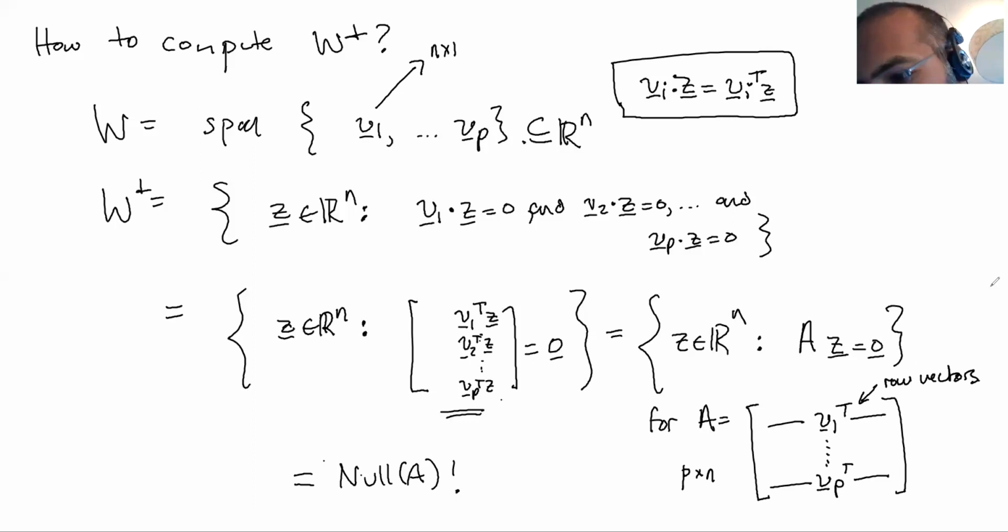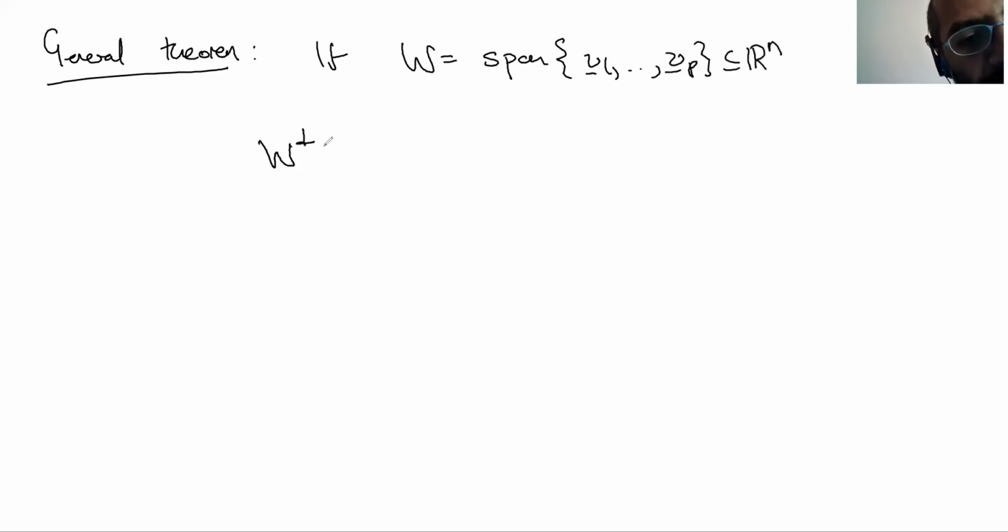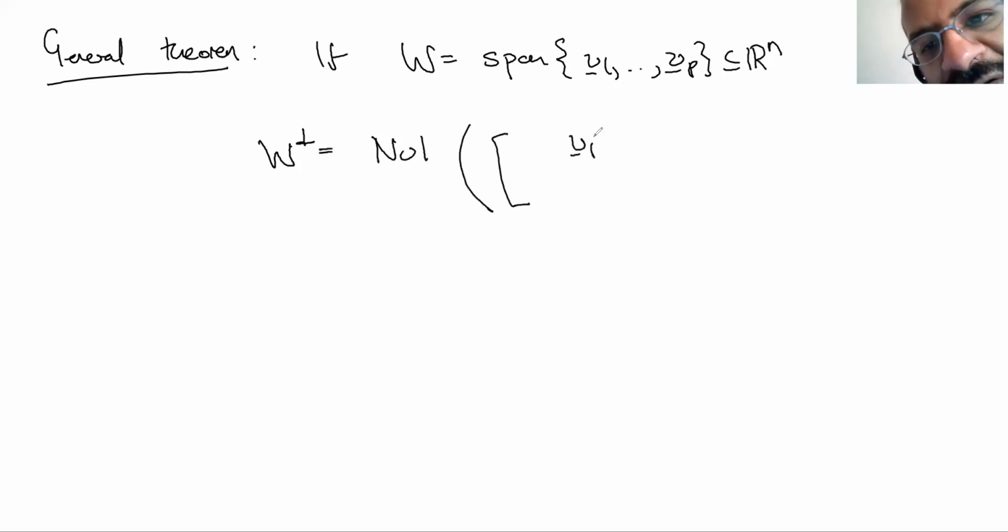So let me formalize this in a general theorem. If W is the span of some vectors U1 through UP in Rn, then W perp is the null space of the matrix that you get by taking the transpose of these vectors as rows.